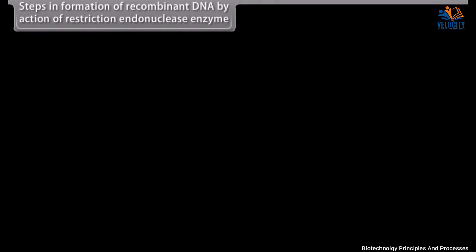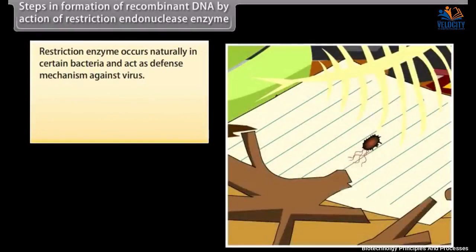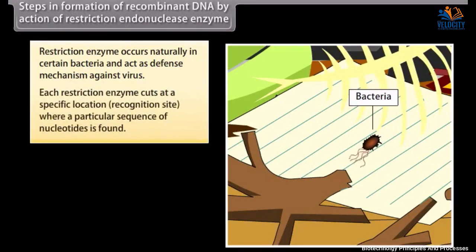Steps in formation of recombinant DNA by action of restriction endonuclease enzyme. Restriction enzyme occurs naturally in certain bacteria and acts as a defense mechanism against virus. Each restriction enzyme cuts at a specific location, recognition site, where a particular sequence of nucleotides is found.